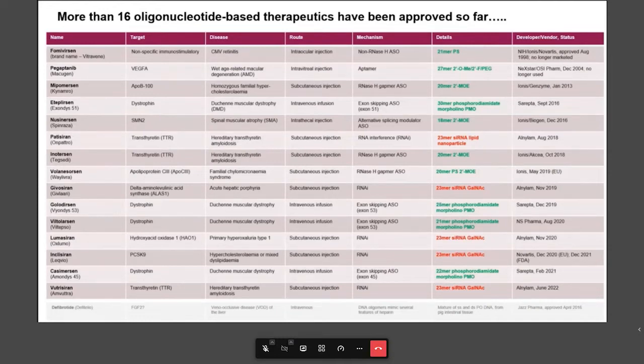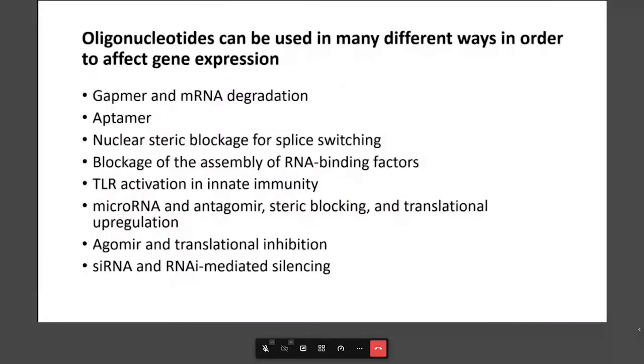And these drugs include a range of different types of oligonucleotide drugs, so includes single-stranded and double-stranded oligonucleotides, different routes of delivery and different formulations. And as listed here, oligonucleotides can be used in many different ways in order to affect gene expression. So for example, they can be used as gapmers to lead to mRNA degradation. They can be used as aptamers to bind to intracellular and extracellular receptors. They can be involved in nuclear steric blockage for splice skipping or splice switching.